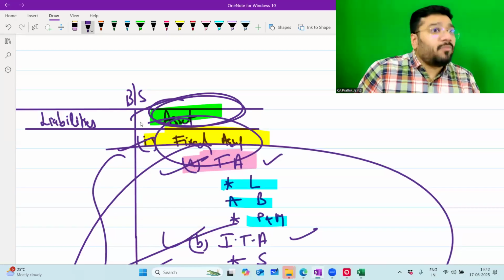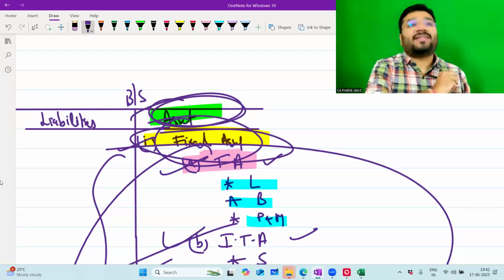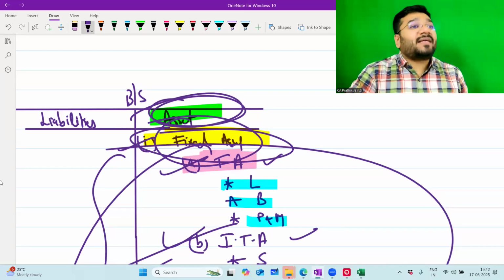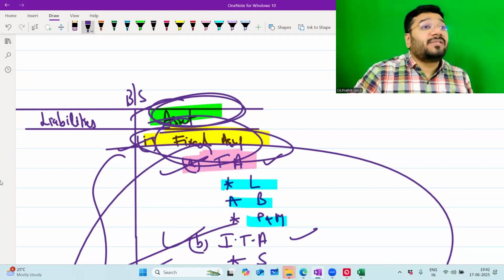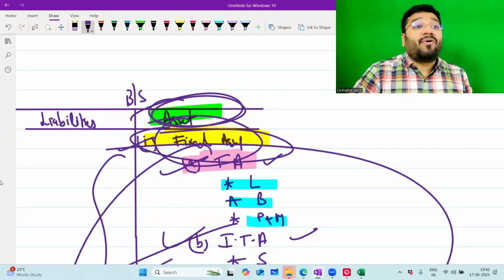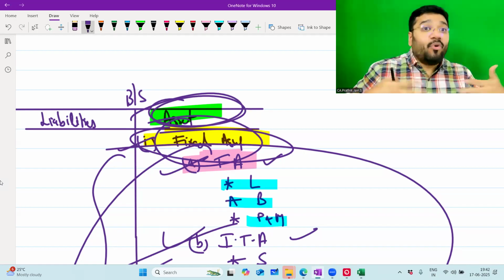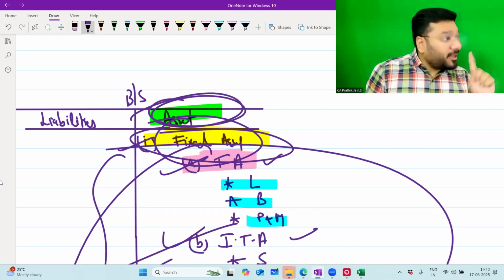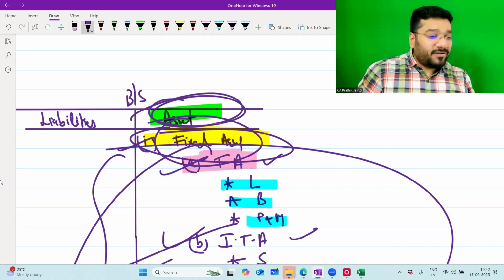Under asset, we have something called fixed assets. Fixed asset means a permanent asset in your business, which I'm using in the business for the purpose of earning more. And I'm using this asset not just for 1 year, but for more than 1 year. So what is fixed asset?